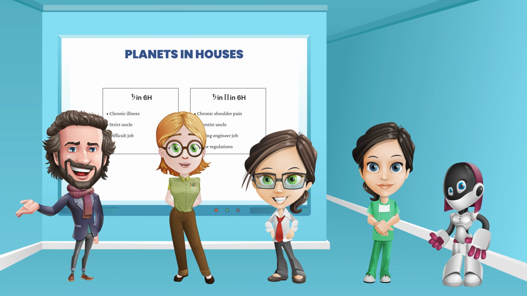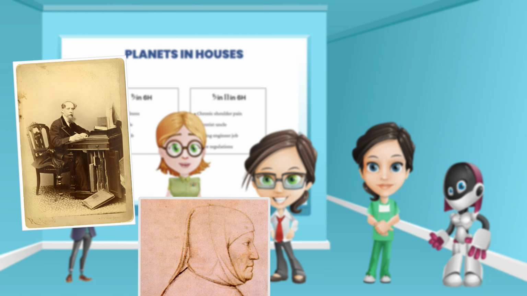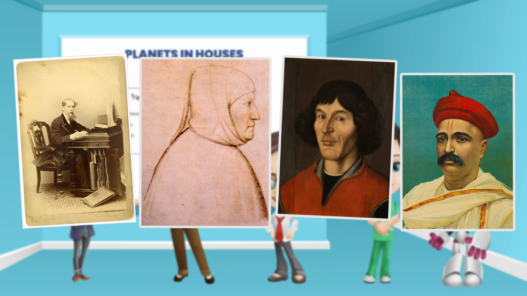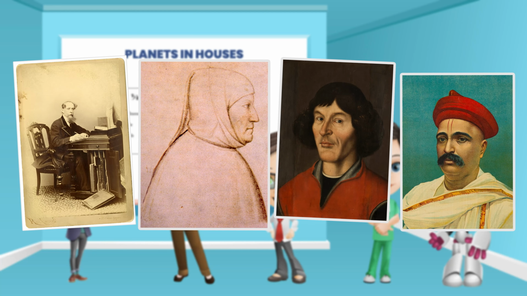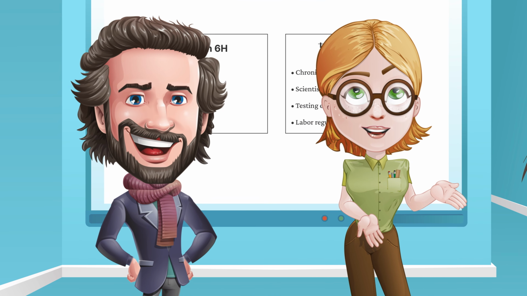Now it's time to apply what we've learned to real charts. We'll look at 4 examples: Charles Dickens, Petrarch, Copernicus, and Bal Gangadhar Tilak. If you need a refresher on their lives or charts, check out episode 16 on our channel. Sounds great, Arlo. Who are we starting with?